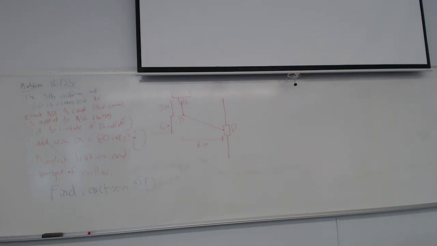Okay. So we are doing problem 16.125 of the suggested homework problems. What this says is the 3-pound uniform rod BD is connected to crank AB. A couple, which is not shown, is applied to AB, causing it to rotate with an angular velocity of 12 radians per second counterclockwise and with an angular acceleration of 80 radians per second squared clockwise. Neglecting the friction and the weight of the collar D, it asks us to find the reaction forces at D.